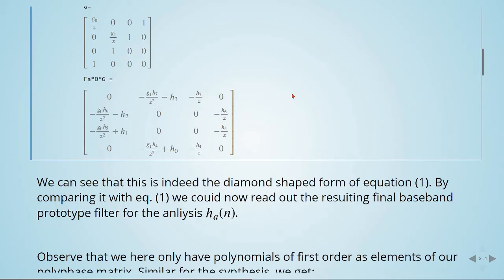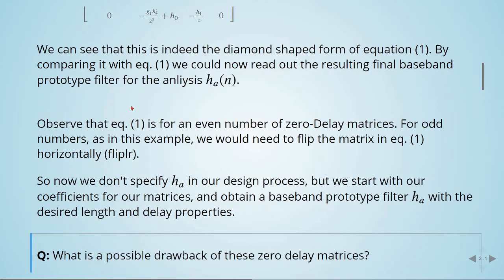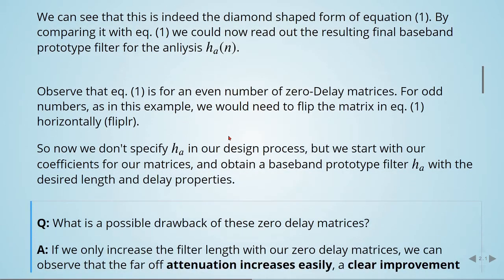But when we compare it with equation 1, we could now read out the resulting final baseband prototype filter for the analysis H of A. Observe that equation 1 is for an even number of zero delay matrices. For odd numbers, as in this example, we would need to flip the matrix in equation 1 horizontally. So we'll flip left, right. So now we don't specify H of A in our design process, but we start with our coefficients for our matrices and obtain a baseband prototype filter H of A with the desired length and delay properties.